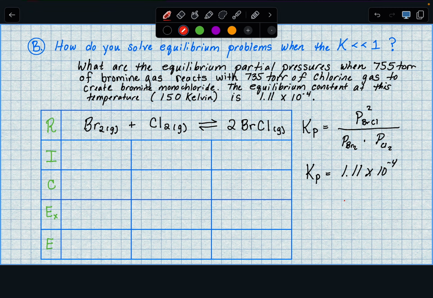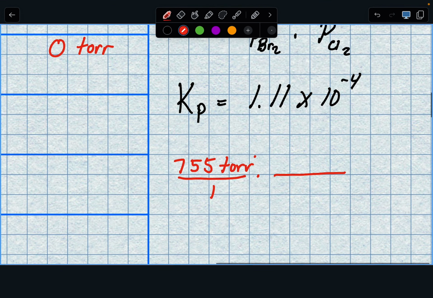Next is going to be putting in our initial concentrations, or in this case, our initial partial pressures. So this one is 755 torr, and then this one is 735 torr. Now, for a Kp, we want to have atm. The temperature doesn't really affect it except that it goes along with the K value. The temperature is more of a disclaimer because this K value would change if the temperature changes, so you don't really use it. And then the other thing is that at the start, there were 0 torr, or no products to start with. I'm going to show you how to convert from 755 torr to atm, but then I'll just tell you the answer for the other one.